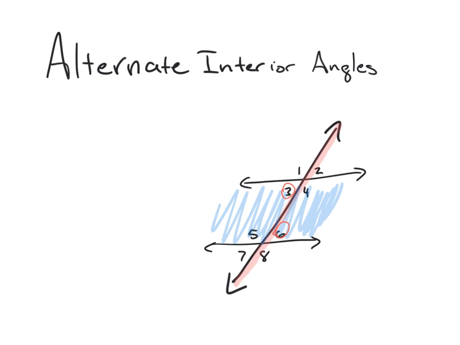The other example would be, say, 5 and 4. Okay, 5 and 4 are on opposite sides of the transversal, and in between, or in that blue region, in between the two lines.